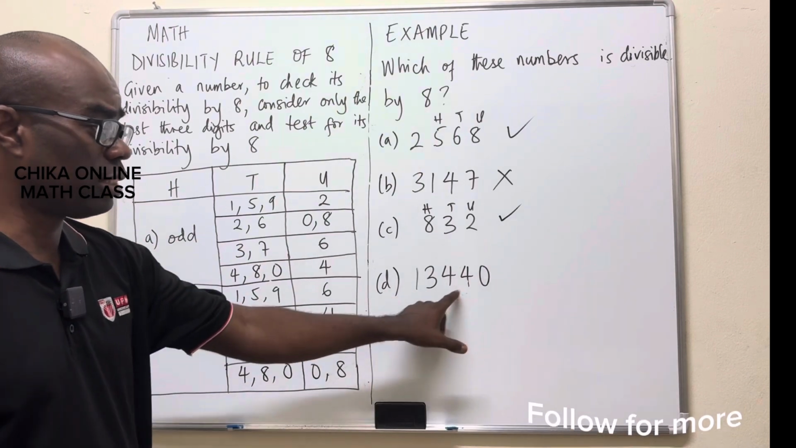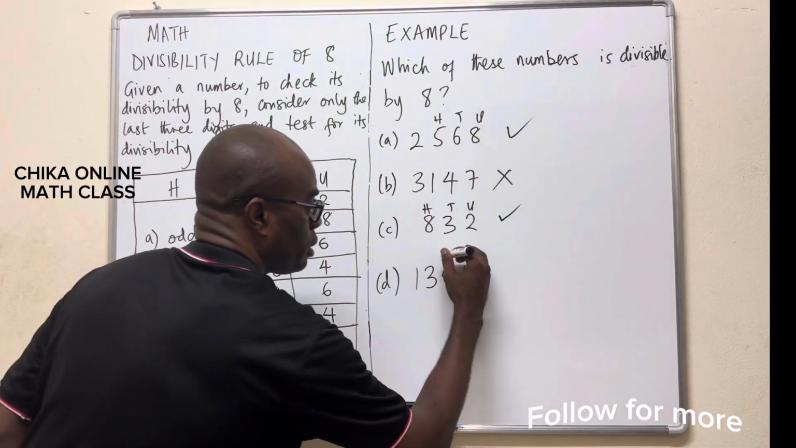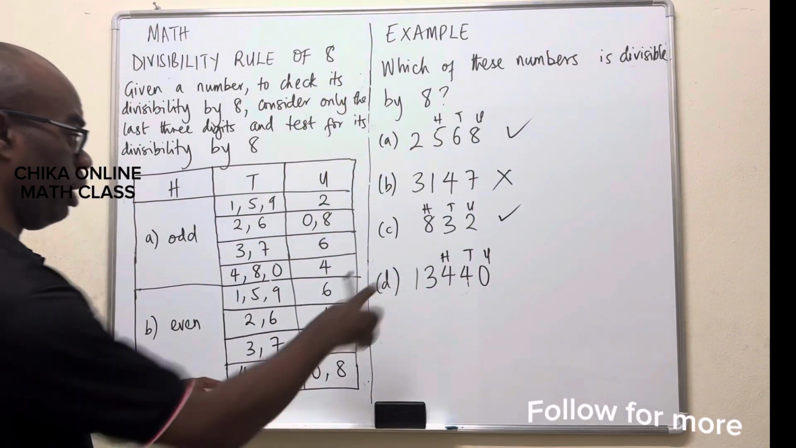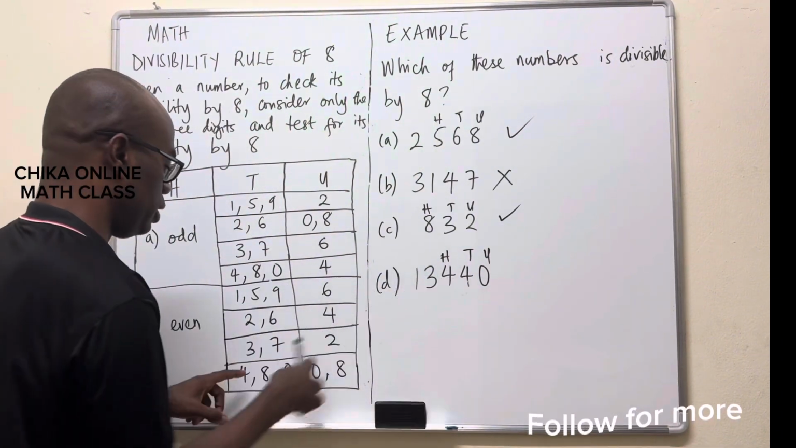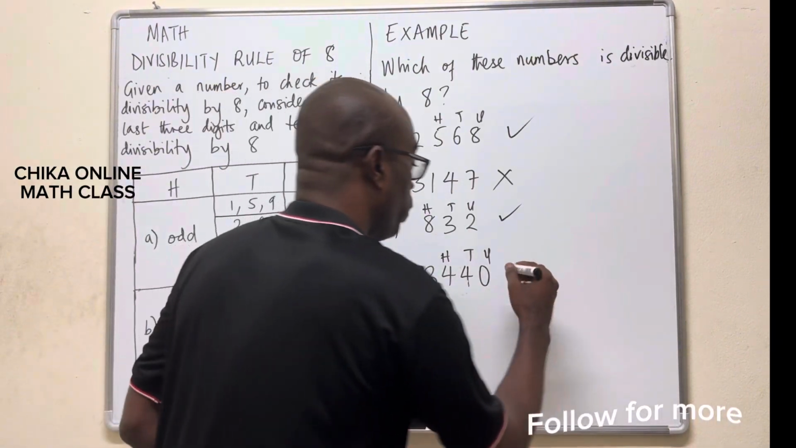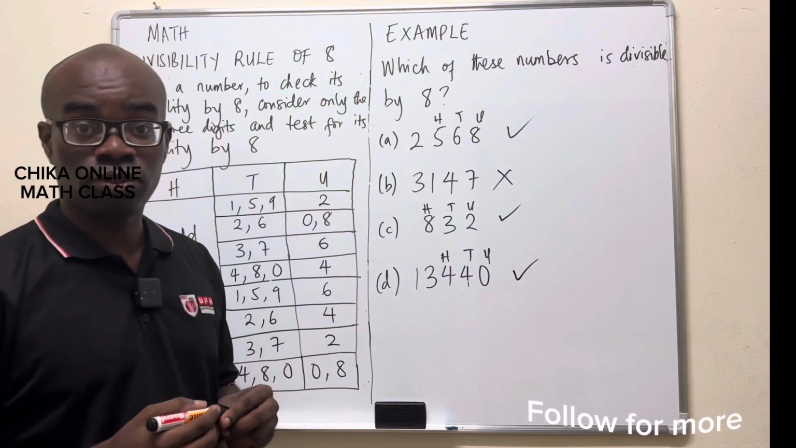This one, 13,440. So the last 3 digits, hundreds, tens and units. The hundreds is 4, even, tens is 4. So we look at the last digit, 0 or 8, and it's 0 here. So which means that this number is divisible by 8.